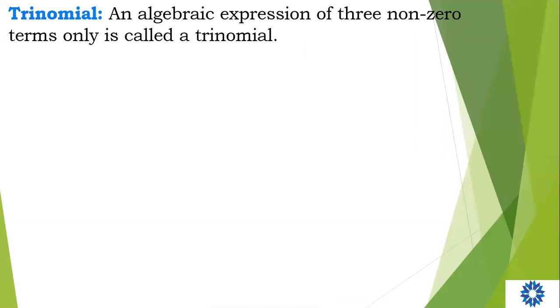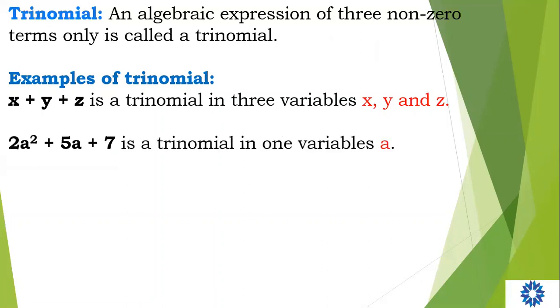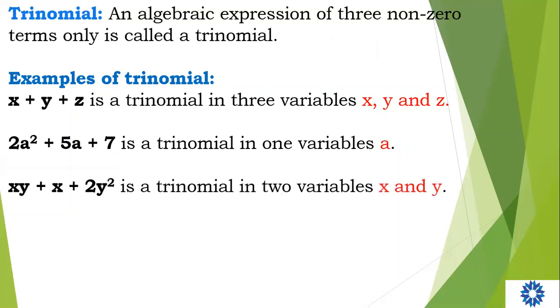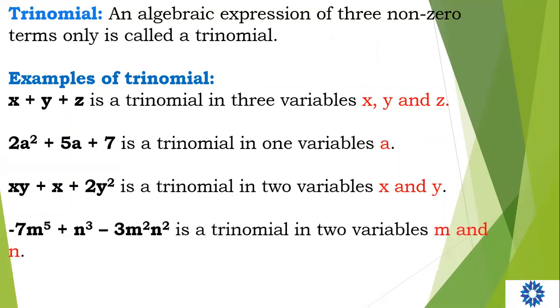Trinomial: an algebraic expression of three non-zero terms only is called a trinomial. So based on terms. There are x, y, z is a trinomial. 2a square plus 5a. Here only one variable you can write, three variables you can write, two variables you can write. So here two variables. Here also two variables.